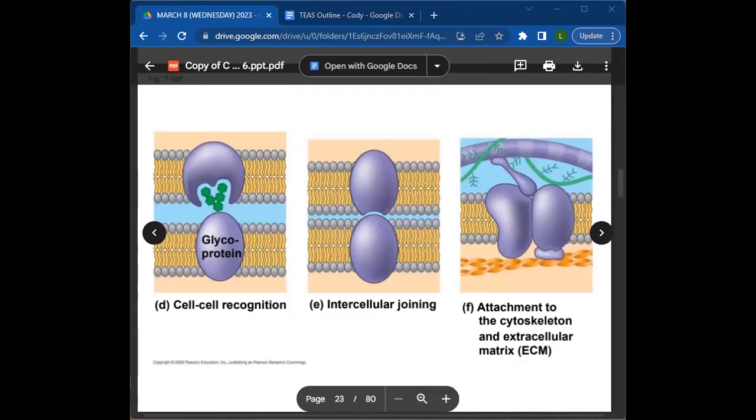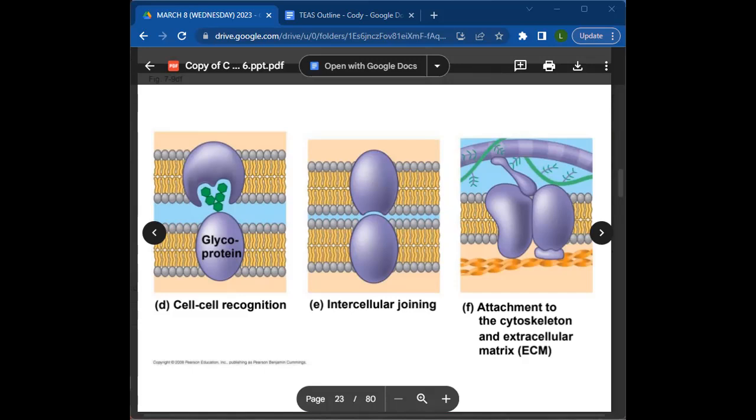Now let's take a look at intracellular joining. There are some proteins in the cell membrane that can help connect cells together. Think about how epithelial cells often have to form layers and sheets of cells. How do they stay all connected to one another? Through proteins in their cell membrane. The proteins in the cell membrane will help join and connect the cells together.